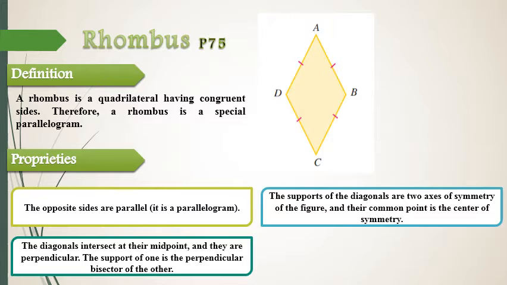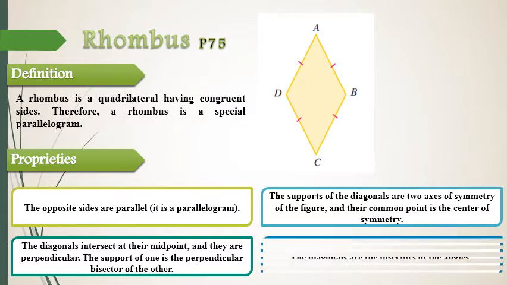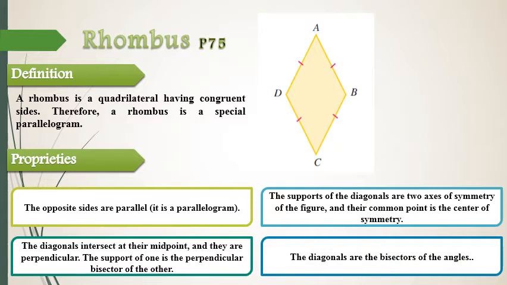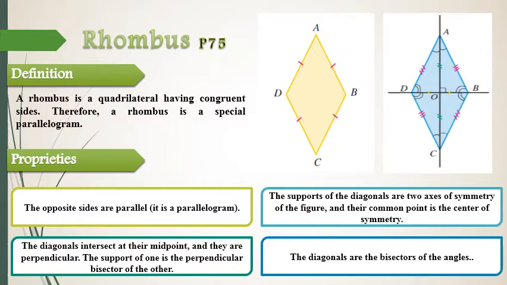The supports of the diagonals are two axes of symmetry of the figure, and their common point is the center of symmetry. The diagonals are the bisectors of the angles, as shown in this figure. These are the two diagonals, horizontal and vertical ones. They are bisectors of the angles. They cut all the angles into two equal parts.